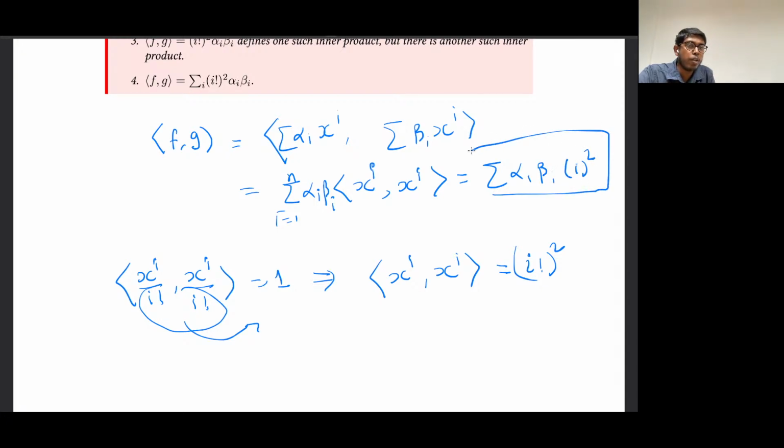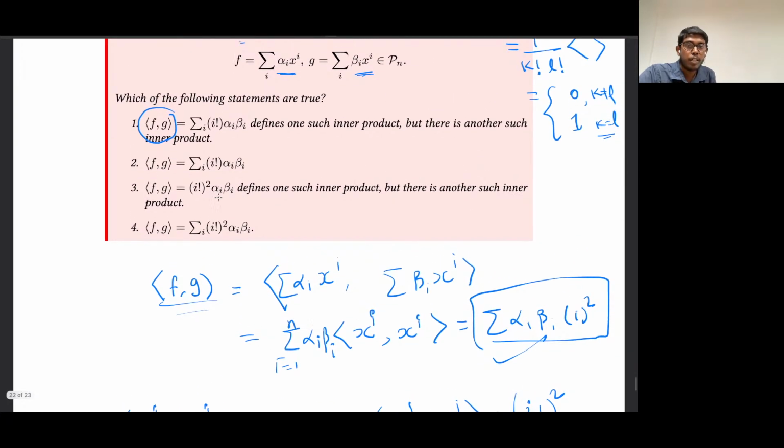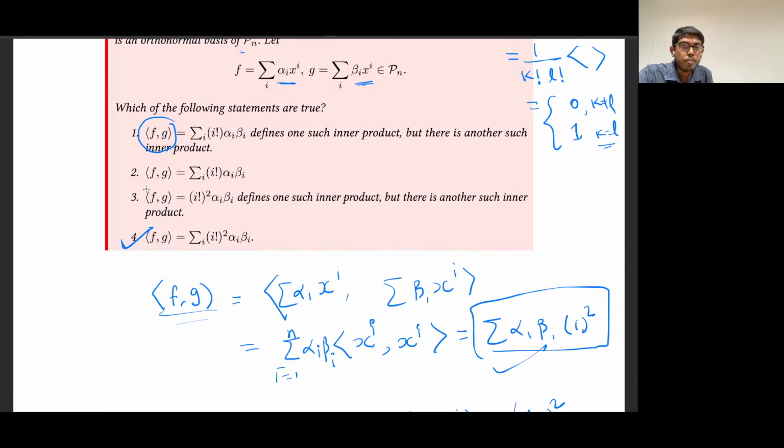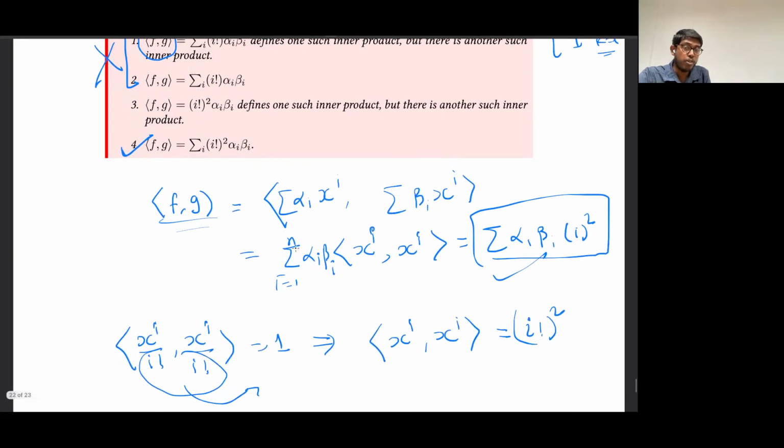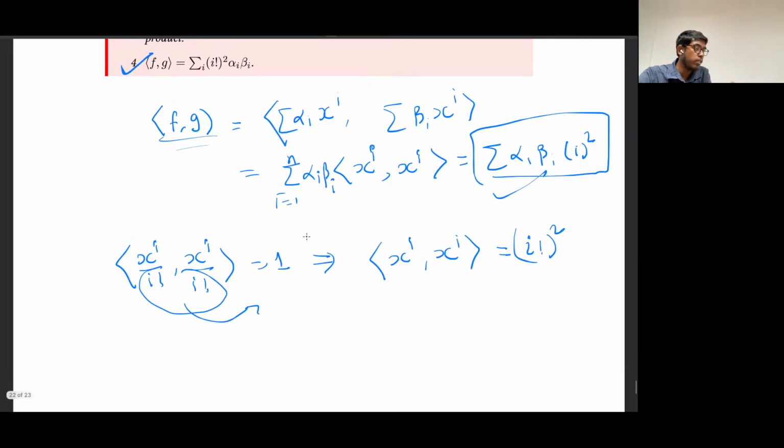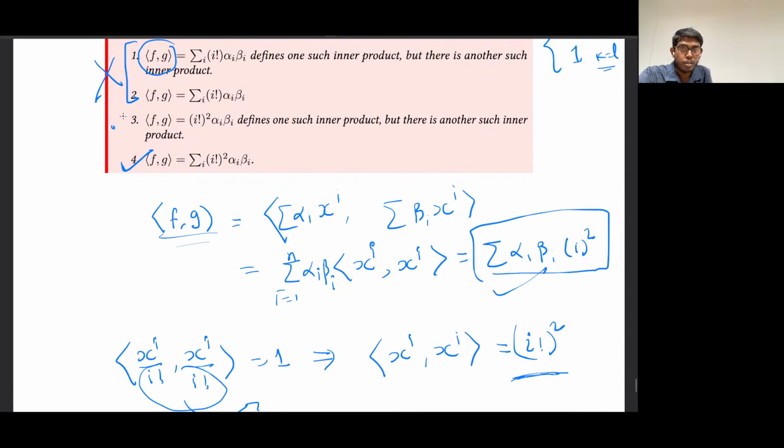So that is the value of fg. Is this clear to everyone? Hence the correct option is the fourth, and of course 1 and 2 are not correct. You can check. And this is indeed a unique inner product, because I haven't assumed anything. I just determined the value and it comes out like this. So this is a unique inner product, and so that statement is false. Is this clear to everyone?